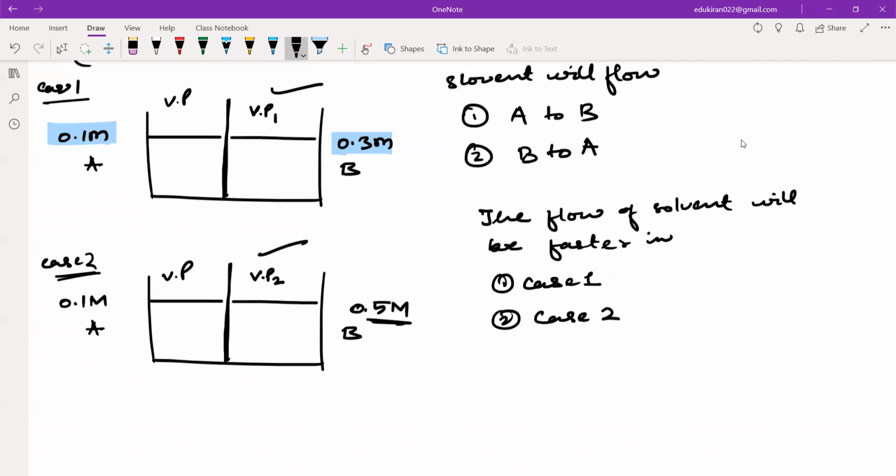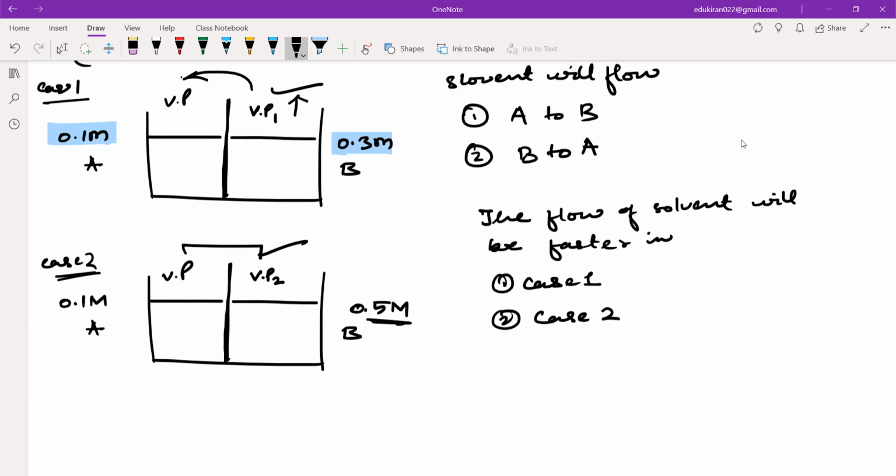And the vapor pressure of the pure solvent in both the cases will be the same because it is 0.1 molar. Now, where will the difference be higher? Vapor pressure 1 is high, so it will be near to the pure solvent vapor pressure, right? And vapor pressure 2 is low. That means the difference in these two cases will be greater.